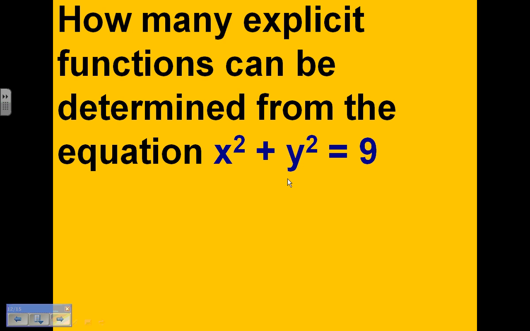How many explicit functions can be determined? Well, I'll give you this one. I say the answer is 2, but some people say the answer is 4. I'm not really concerned about that. This one.